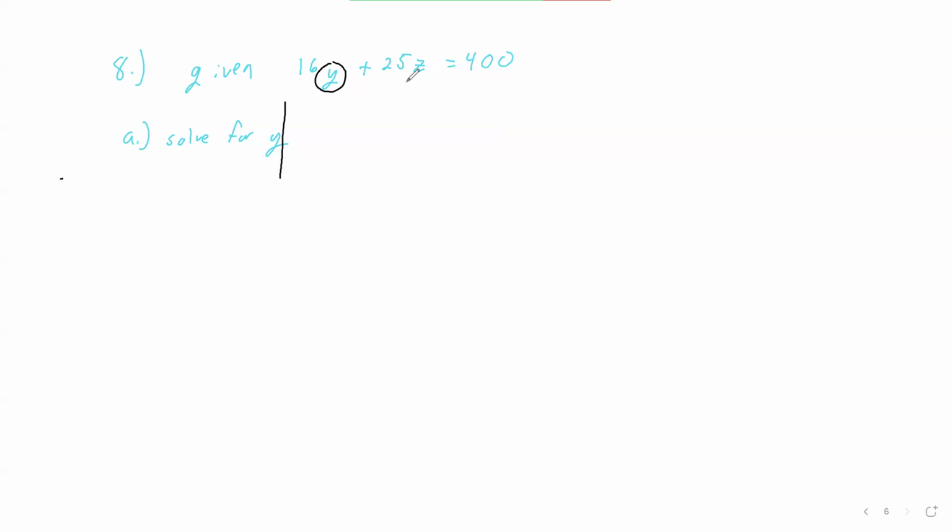Good. I have to always get rid of the addition and subtraction in my equation. So I'm going to get rid of the plus 25z, which is subtract 25z. Do watch out here, though. You can't combine like terms. So I cannot subtract 25 from 400. So instead, it becomes 400 minus 25z.